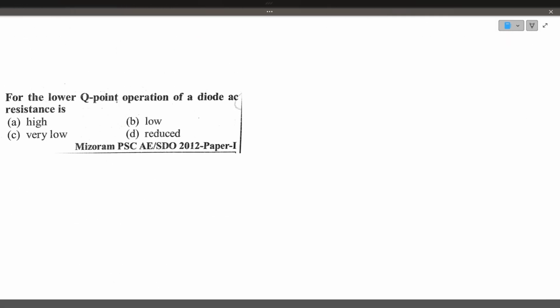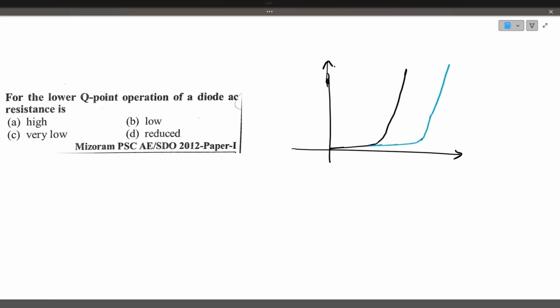Next question. For the lower Q point of the operation of the diode, AC resistance is. See, the diode characteristics is like this. Till the cut-in voltage, the current will be very low. After the cut-in voltage, the current drastically increases. This is basically the diode characteristics. This is for 0.3 and this is for 0.7. This is 0.7, that is silicon diode. This is 0.3, that is germanium diode. So generally for a diode, he is telling low Q point. Low Q point in the sense the operation will be here. This is the low Q point operation.